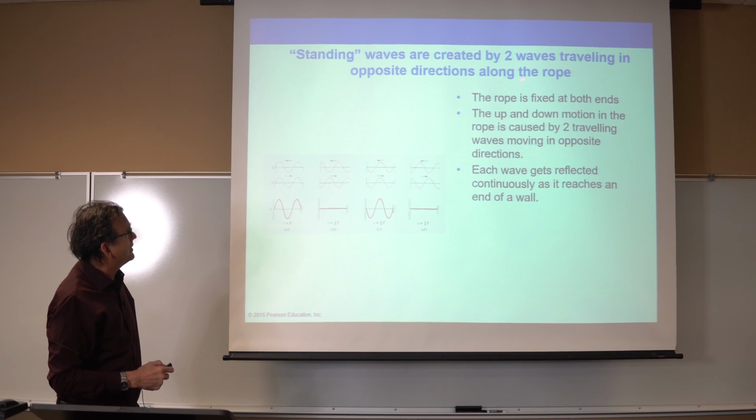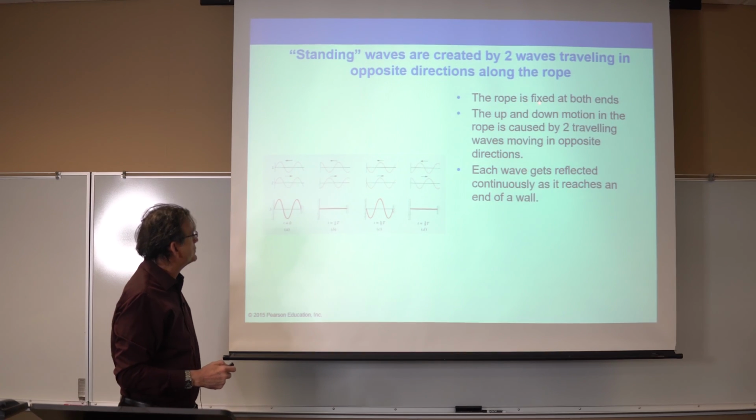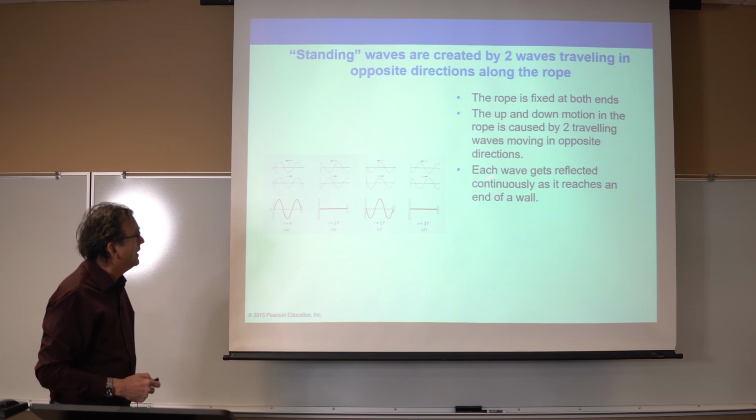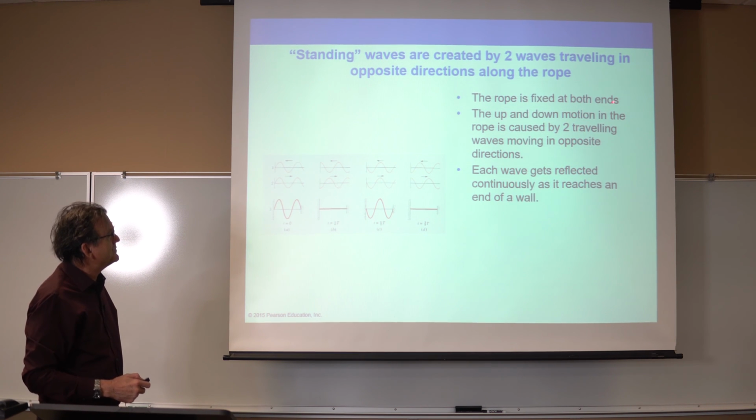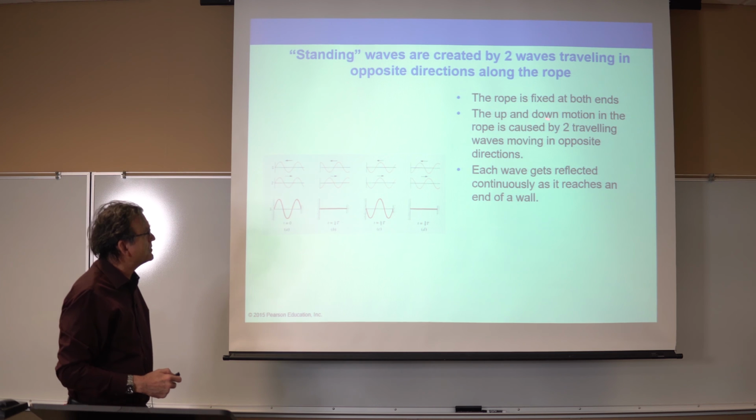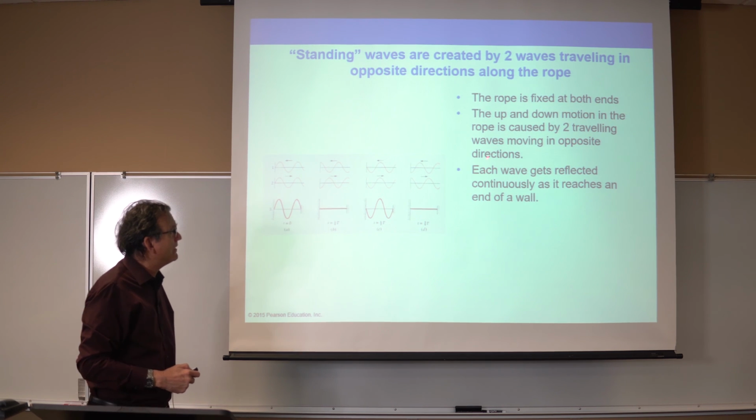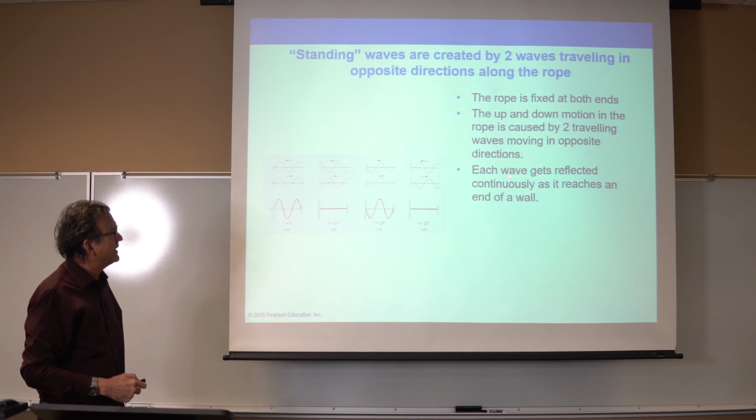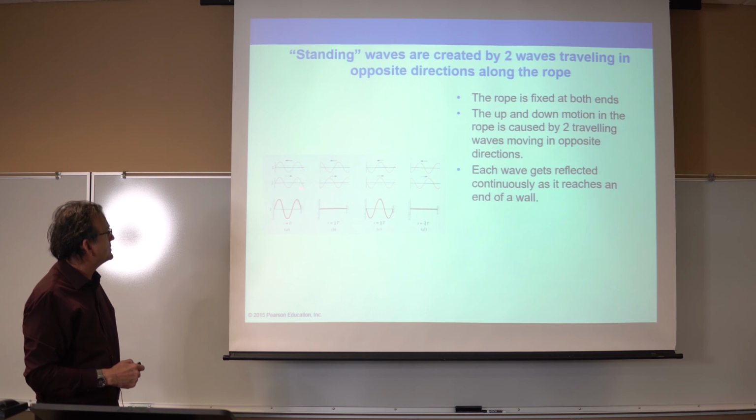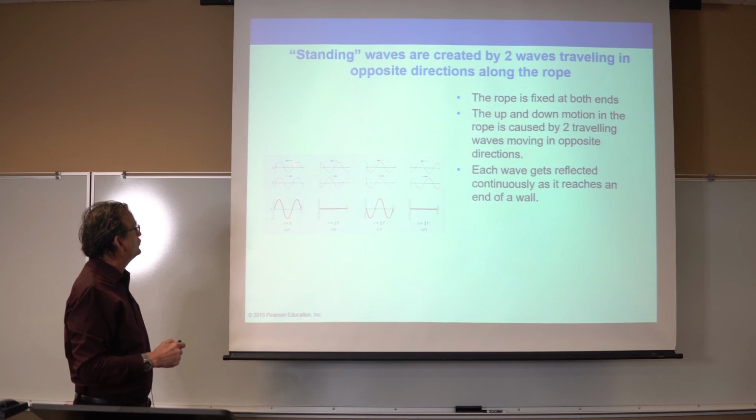Standing waves are created by two waves traveling in opposite directions along the rope. We've already said that. The rope is fixed at both ends. The up and down motion in the rope is caused by two traveling waves moving in opposite directions, and each wave gets reflected continuously as it reaches the end of the wall. So what we're seeing here is the addition of two waves moving in opposite directions.